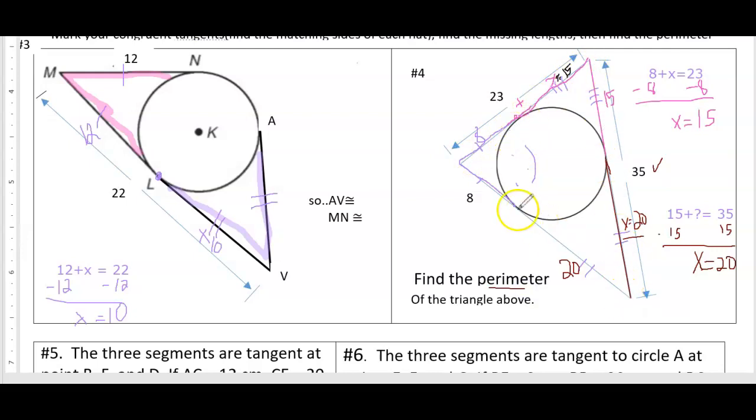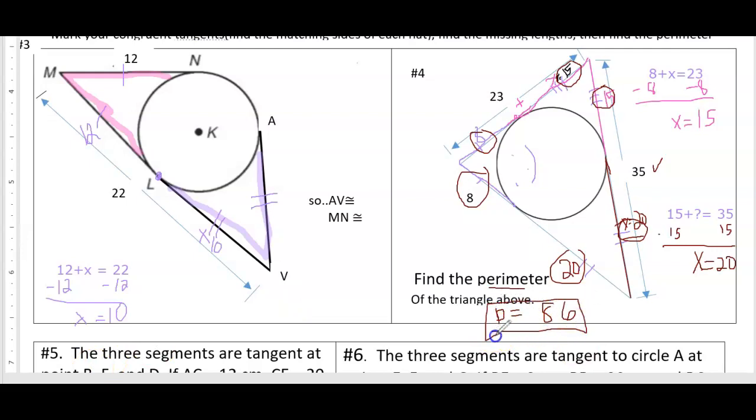There's 2 ways to do this. You can add up all the pieces. So this is 8 and 15 plus 15 plus 20 plus 20 plus 8. So you add up all those, and that will give you the perimeter. Go ahead and do that. Add 8 plus 8 plus 15 plus 15 plus 20 plus 20. Okay, you should have gotten 86.